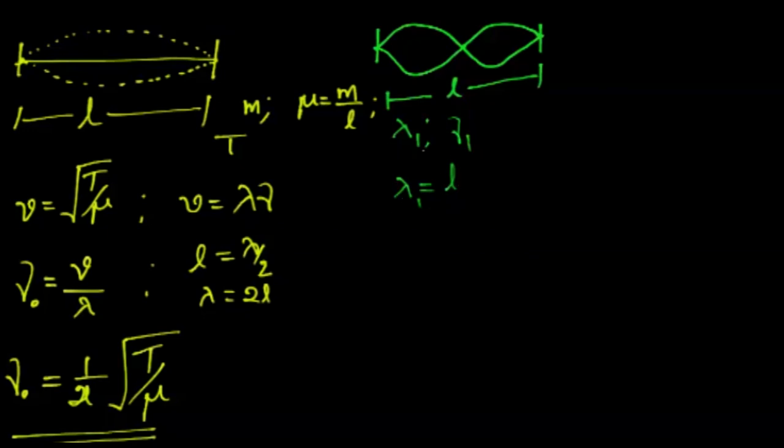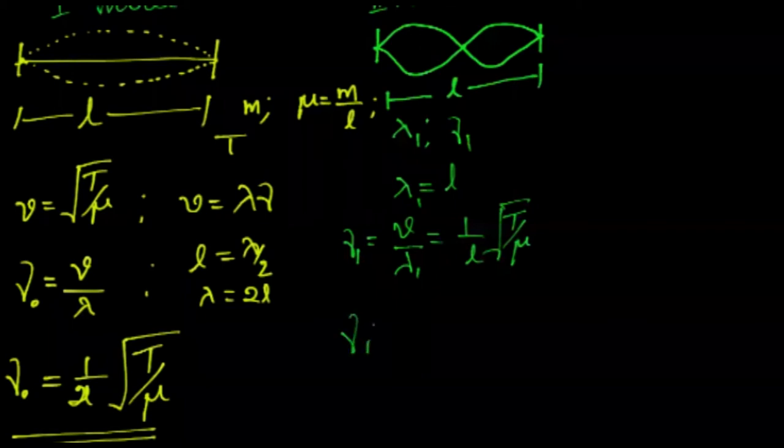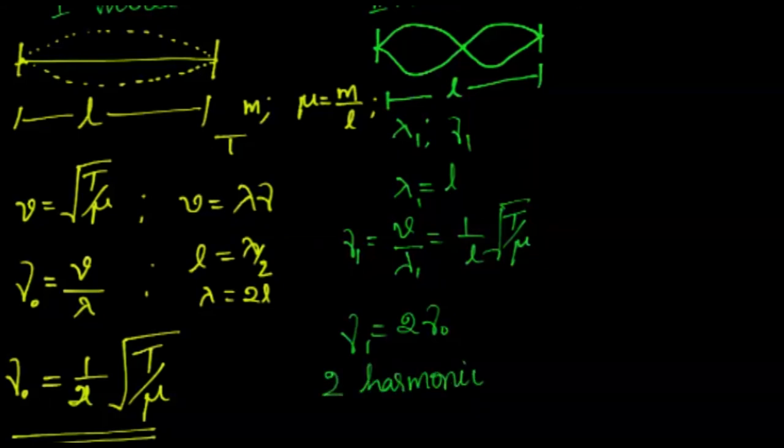So the length matches the wavelength in the second mode of vibration. This is the second mode. This one was the first mode of vibration. So I can write the expression for frequency nu 1 in this case as V by lambda 1, and that is equal to 1 by L into square root of T by mu. Or you can write this as nu 1 equals 2 times nu naught. So the frequency of the second mode of vibration is 2 times the fundamental frequency. This is called the second harmonic, or first overtone. Why is it called the first overtone? Because it is the frequency which is first obtained that is exactly an integral multiple of the fundamental frequency.